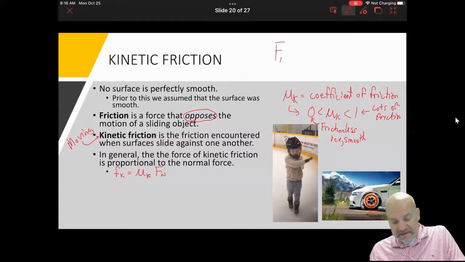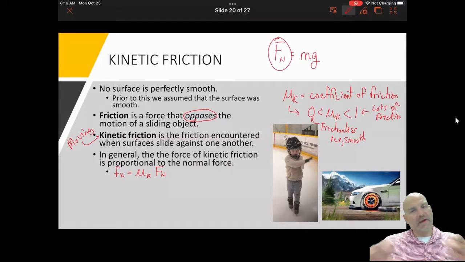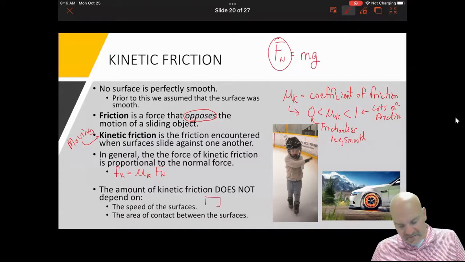Now, one thing to note is that most of the time, the normal force is going to be equal to the weight of the object, and you'll see when we go through our problem-solving process where this comes from. But remember, the normal force is not always equal to the weight. If you have other forces acting, you have to account for those. And a couple things that friction does not depend on. One, it does not depend on the speed between the surfaces. And the other is the area of contact between the surfaces.